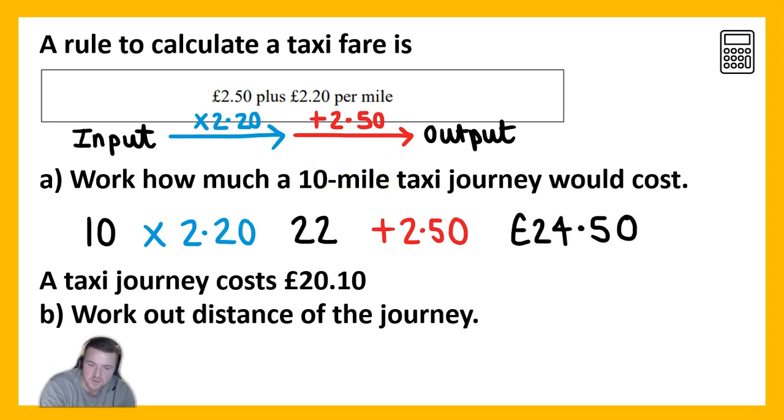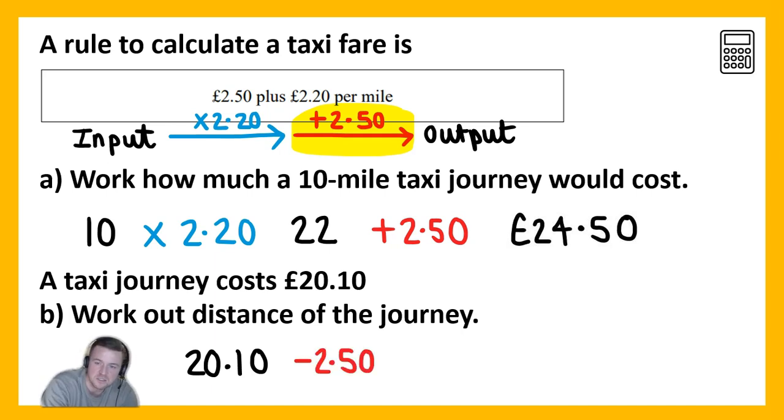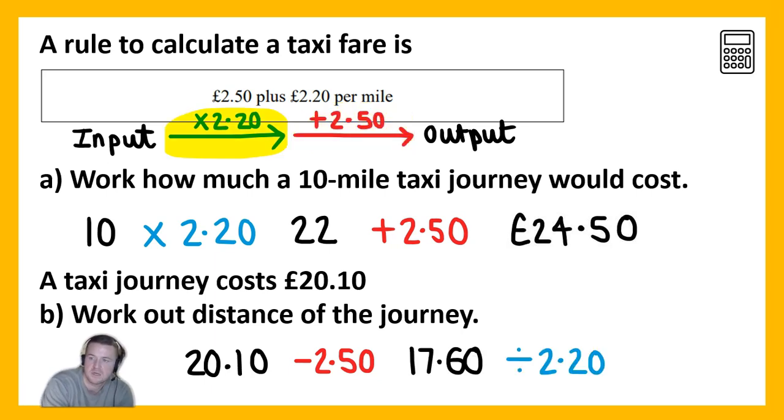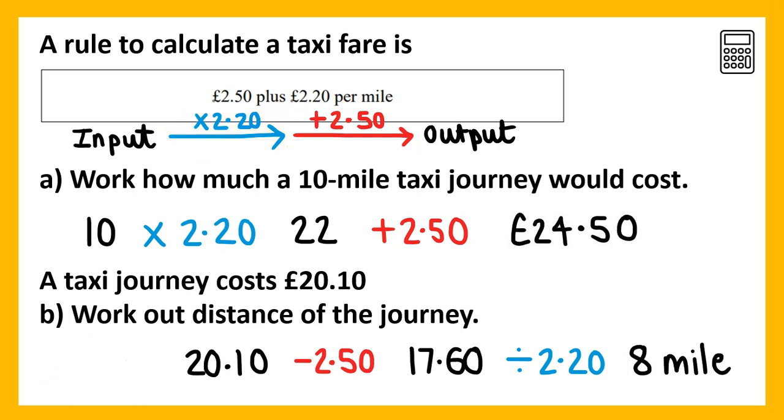For the last part of the question, a taxi journey costs £20.10. This is the output. Work out the distance of the journey, which is my input. So working backwards from the input and applying the inverse operations from the output, I'll need to subtract £2.50, which is £17.60, and then divide by £2.20 to give me an input of 8, which would be an 8-mile journey.